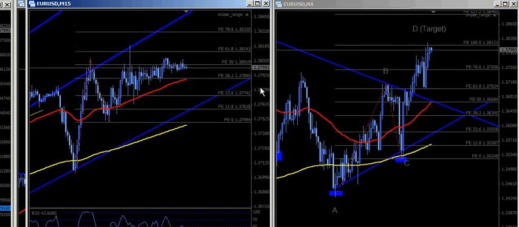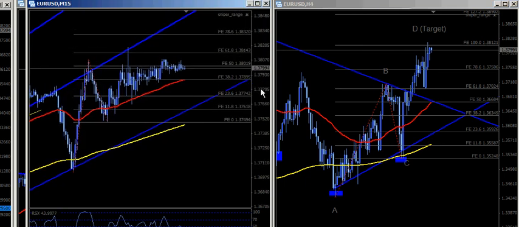So this was a little bit more in-depth analysis, a little bit harder to analyze today and to trade today, but definitely doable.